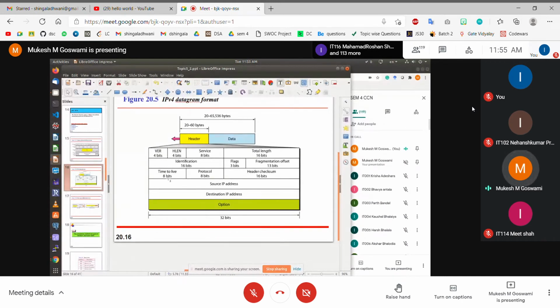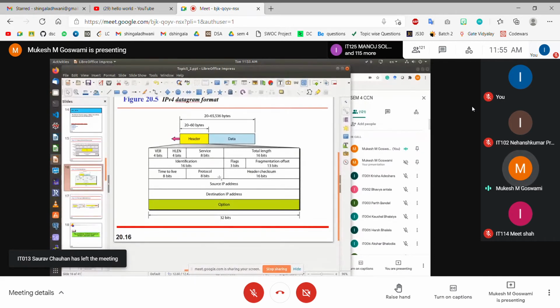The time to live field allows us to make sure that the packet is not roaming in the network for an infinite period of time, right? So this is basically the maximum number of hops that the packet can travel. Usually the value of the time to live field is equal to 50, but depending on the protocol and the network architecture, this field could vary, right? But usually the maximum number of hops that the packet can travel is equal to 50.